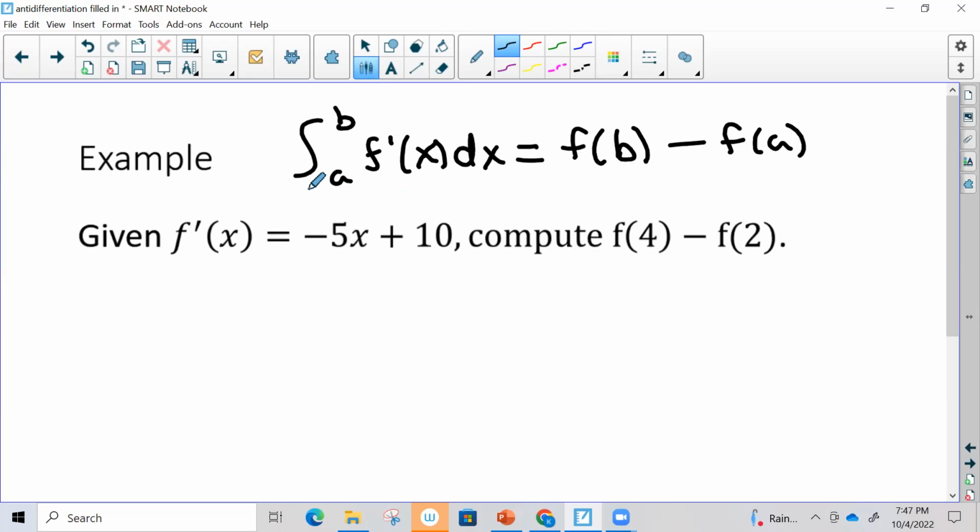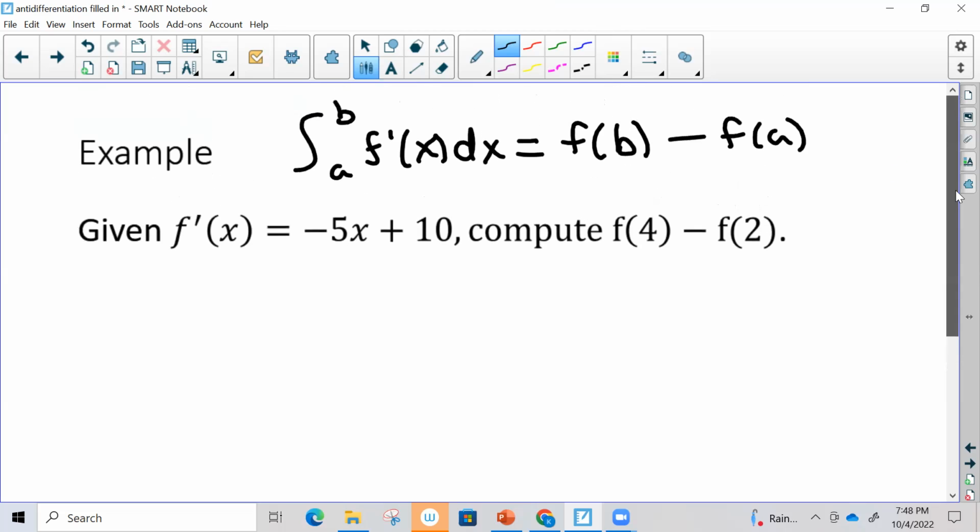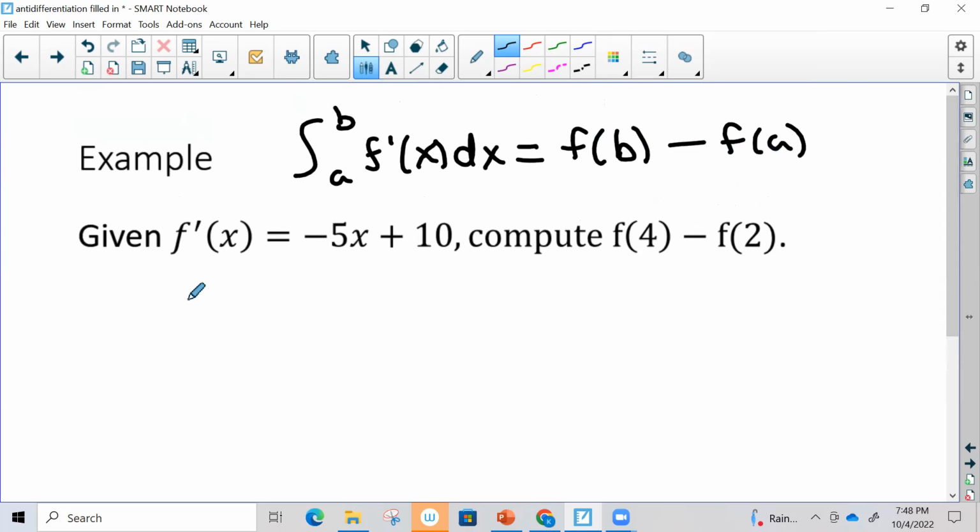And you can use that notation, or you can use f of x to mean the derivative of capital F of x and use that notation. They're pretty much interchangeable. So if they say given f prime of x equals negative 5x plus 10, compute f of 4 minus f of 2, what we're really using is this idea. So we know that f of 4 minus f of 2 would be, using that fundamental theorem, the integral from 2 to 4. Okay, so b is my upper bound, a is my lower bound of this derivative.